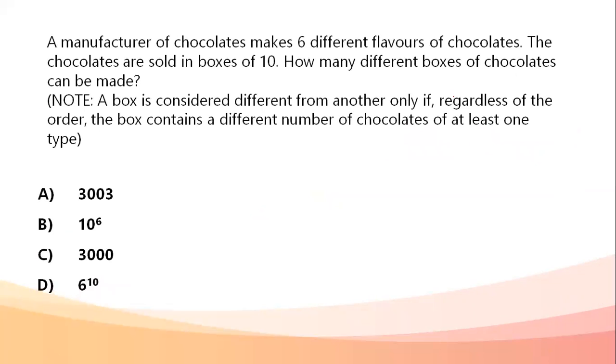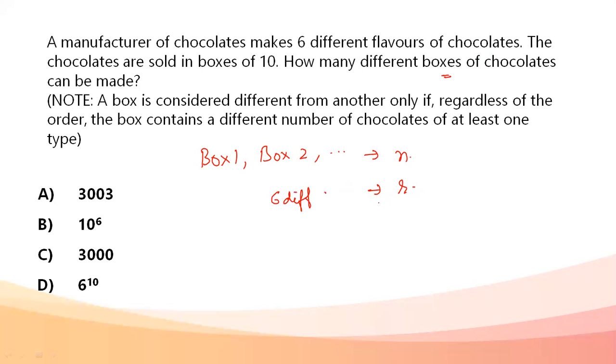So next question. Manufacturing of chocolate makes six different flavors of chocolate. Chocolates are sold in boxes of 10. How many different boxes of chocolates can be made? Very simple. Number of ways in which n identical objects, that is box 1, box 2, and so on, can be divided into r different arrangements, that is 6 different flavors. That is what we have to find out.